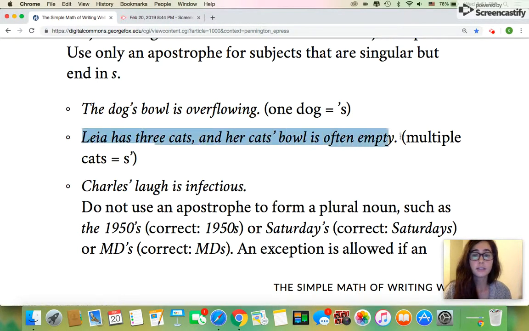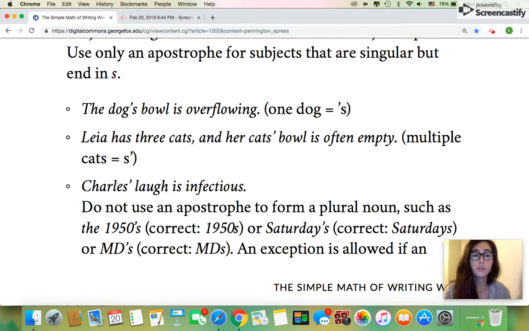In this second example, Leah has 3 cats and her cats' bowl is often empty. So we know this subject, cats, is plural because she has 3, and the bowl belongs to the 3 cats, showing possession. So since it's plural, the apostrophe would go after the S, as is shown here.